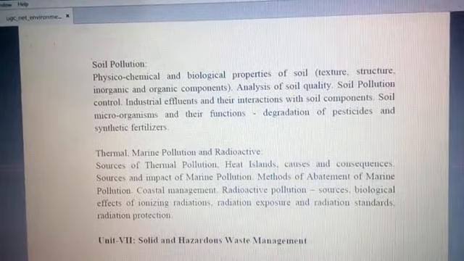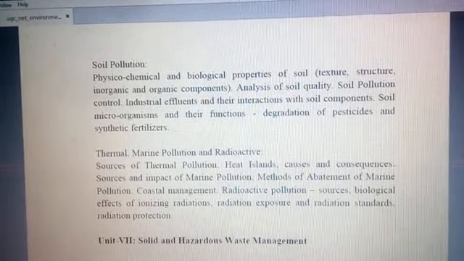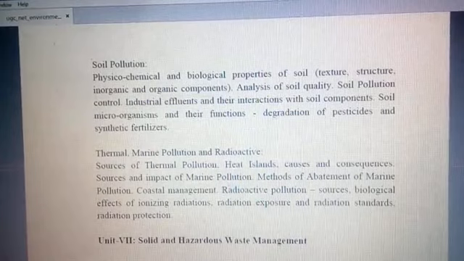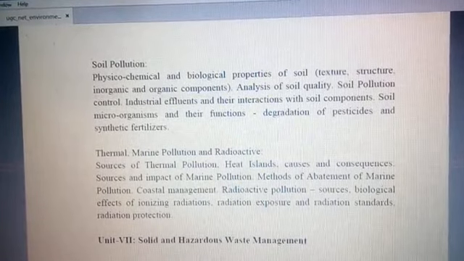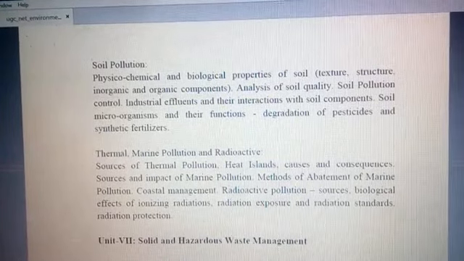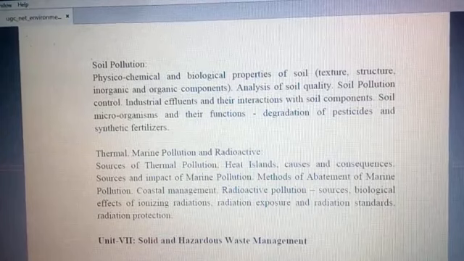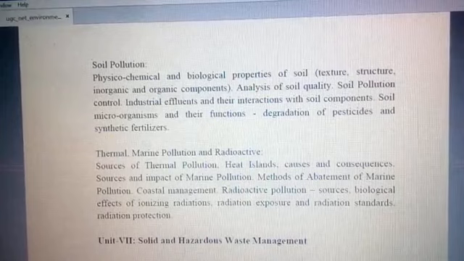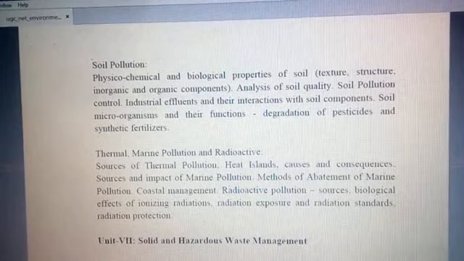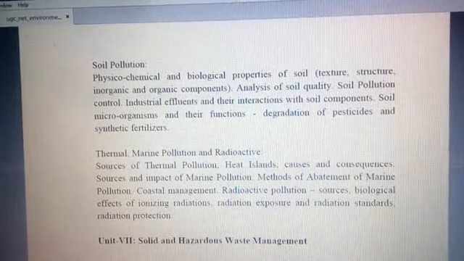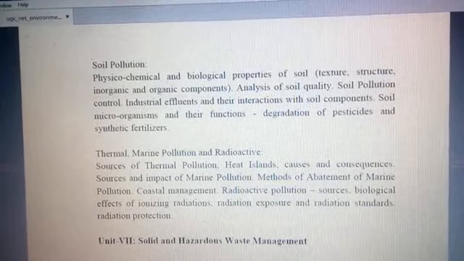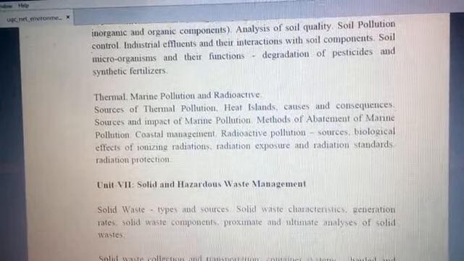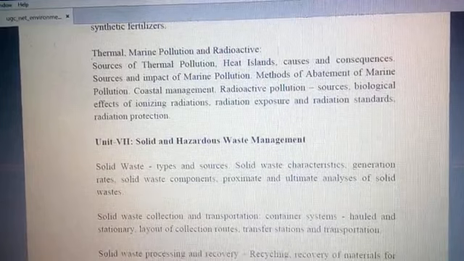Sources of thermal pollution, heat islands, causes and consequences. Source and impact of marine pollution, methods of abatement of marine pollution, coastal management, radioactive pollution. Sources, biological effects of ionizing radiations, radiation exposure, radiation standards, radiation protection. Next unit is solid and hazardous waste management.